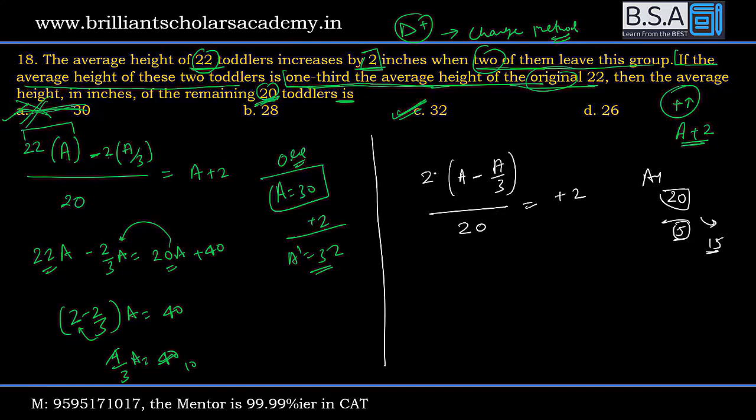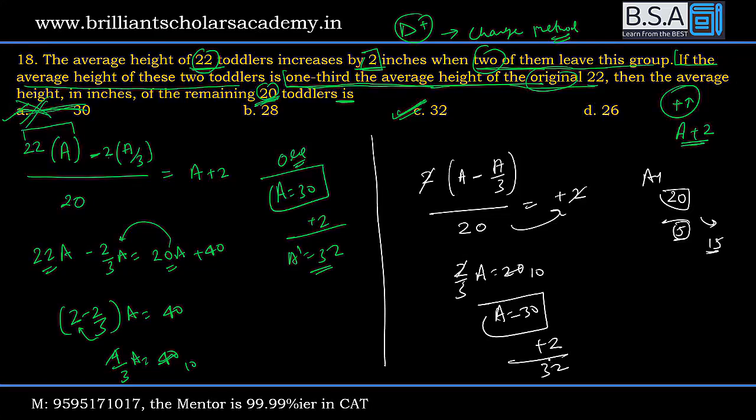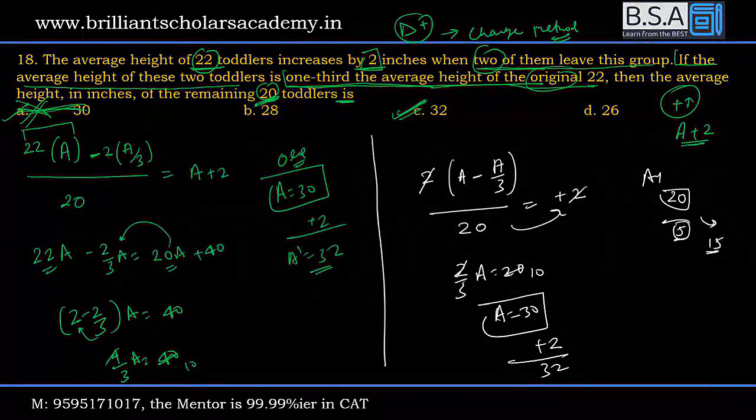Please observe. Cancelled, cancelled. This 20 goes on the opposite side, cross multiply. 2 by 3A is equal to 20. A is equal to 30. The original average was 30, so the new must be 32. Again, understand, everything is about change. The change overall is plus 2. So I can approach by the deviations method here.